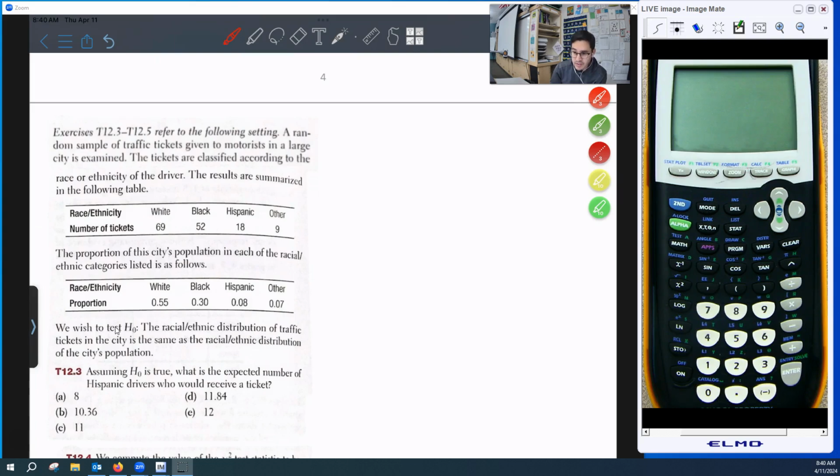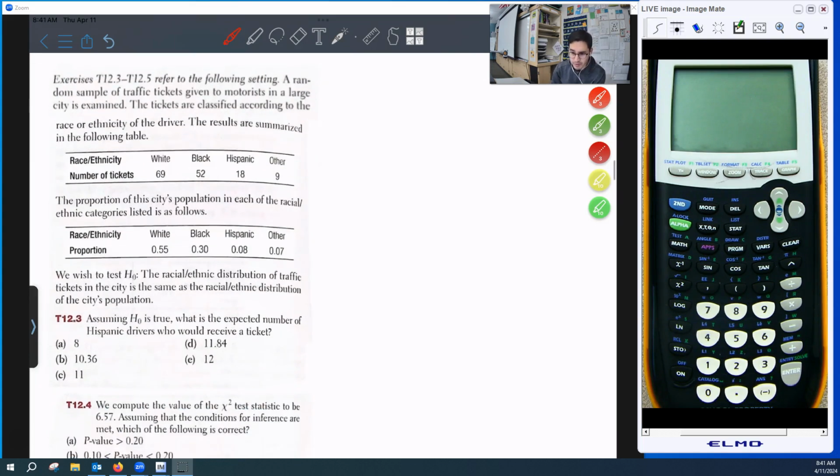The proportion of this city's population in each of the racial/ethnic categories listed is as follows. So 55% of the population is white, 30% black, 8% Hispanic, 7% other. We wish to test the null hypothesis: the racial/ethnic distribution of traffic tickets in the city is the same as the racial/ethnic distribution of the city's actual population. So 12.3. Assume the null hypothesis is true.